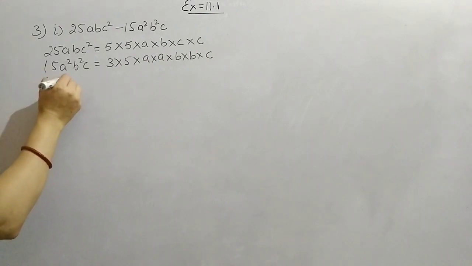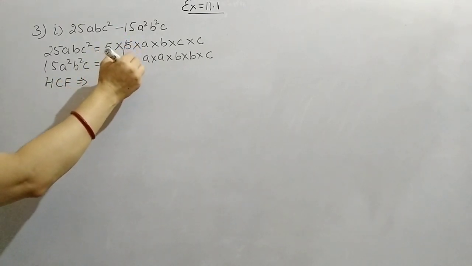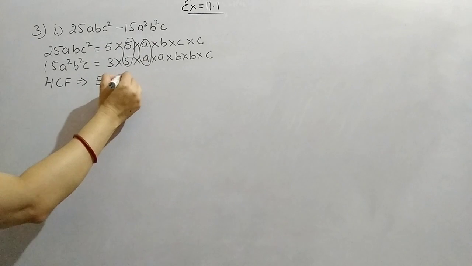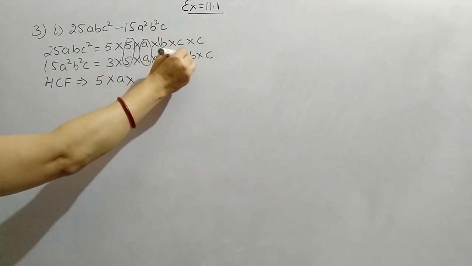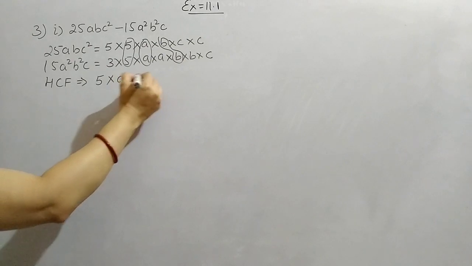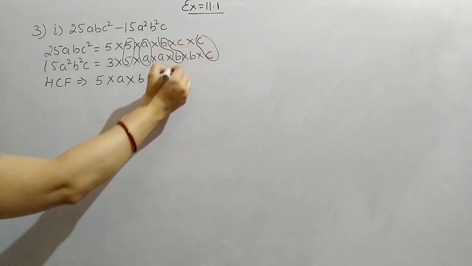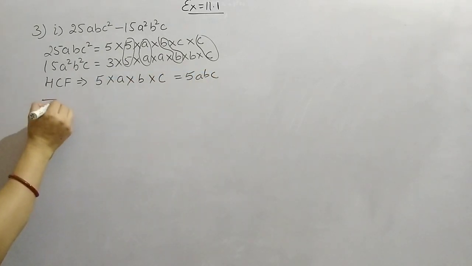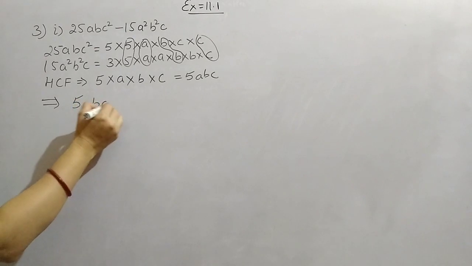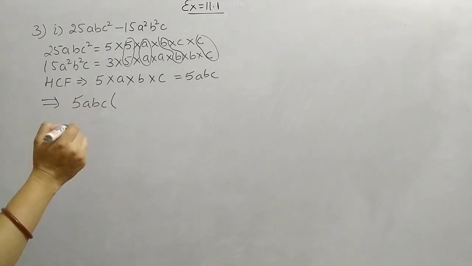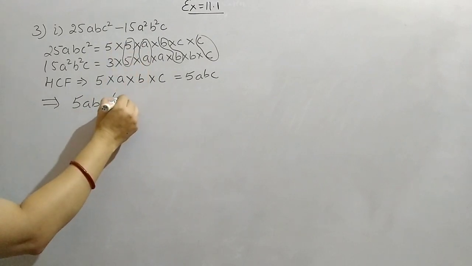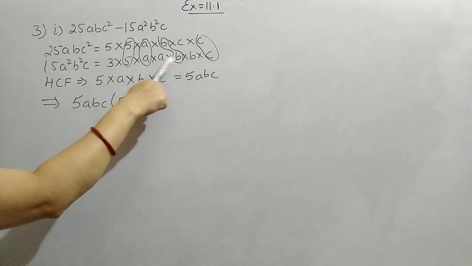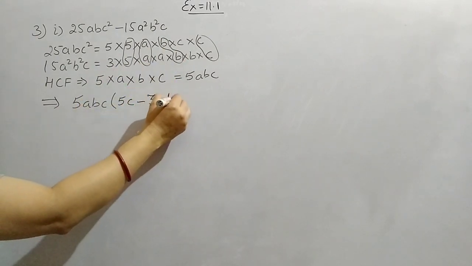Then we will take the HCF here. So 5 is common, then a is common, b is common, and c is common. So HCF here is 5abc. So the factors will be 5abc, the common term, which we are taking out. Then from the first term, 5c is left over, in between a minus symbol. From the second term, 3ab is left over.